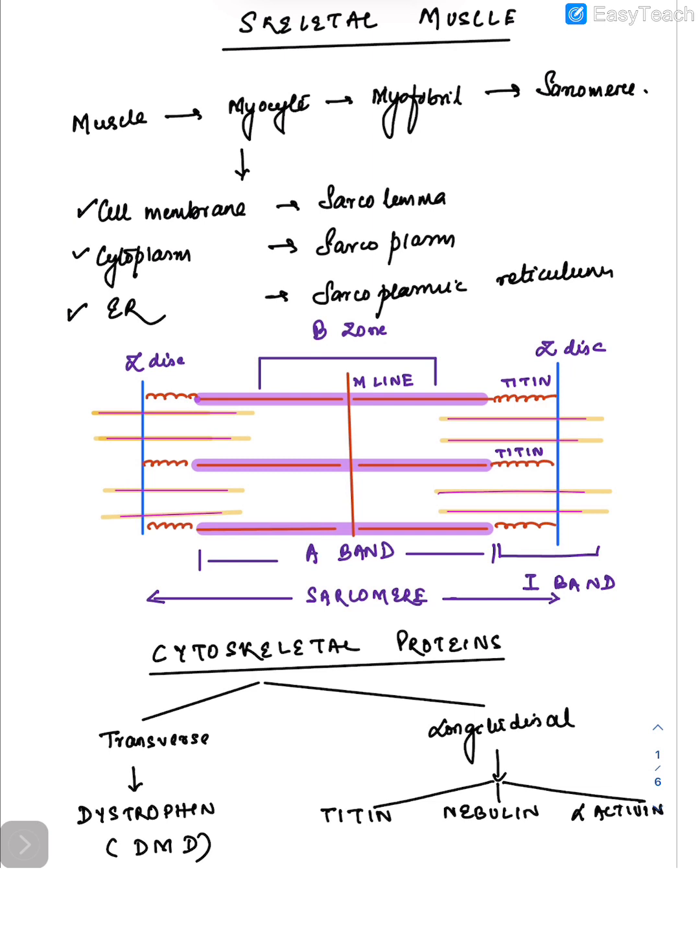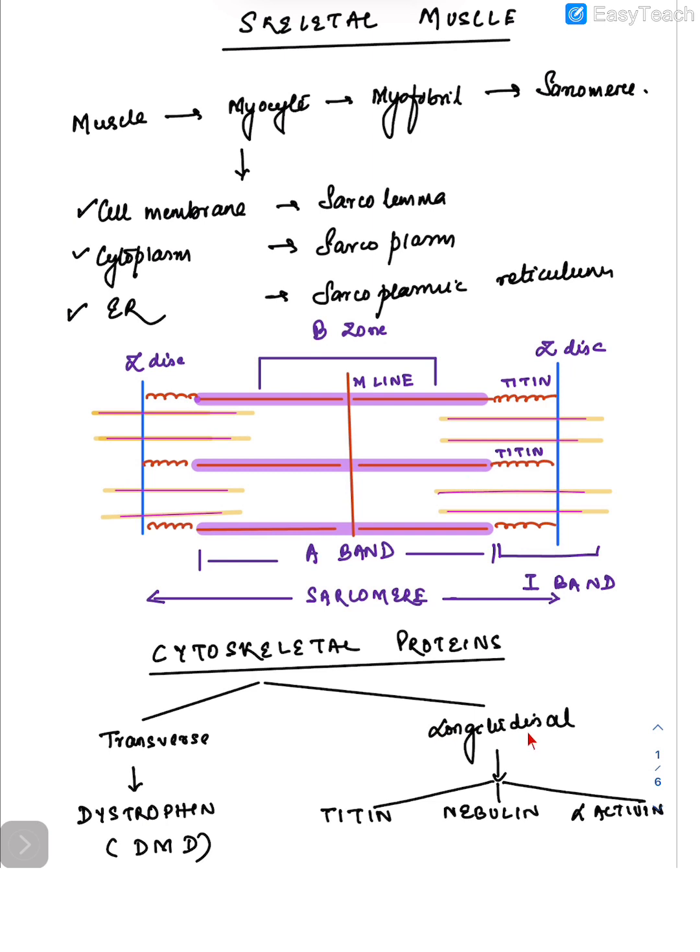Now the sarcomere is anchored inside the cell via cytoskeletal proteins. These are of two types, transverse and longitudinal. One of the clinically important transverse cytoskeletal proteins is dystrophin, and we know its implication in Duchenne muscular dystrophy. Dystrophin is an actin binding cytoskeletal protein which anchors the sarcomere to the cell.